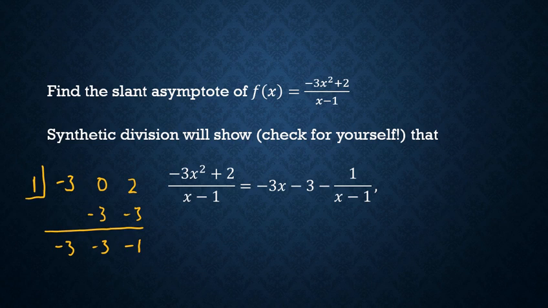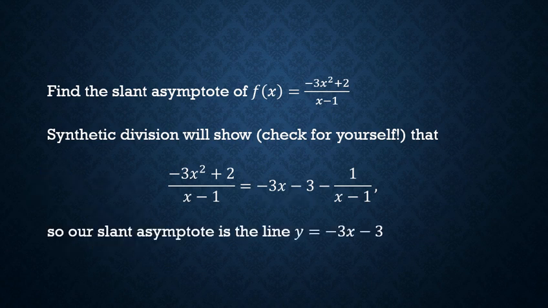There's our very quick check to see that we do indeed come up with negative 3x minus 3 minus 1 over x minus 1. The quotient portion of this, the negative 3x minus 3, is going to be your slant asymptote. The slant asymptote is always a line. So we get our slant asymptote of negative 3x minus 3.